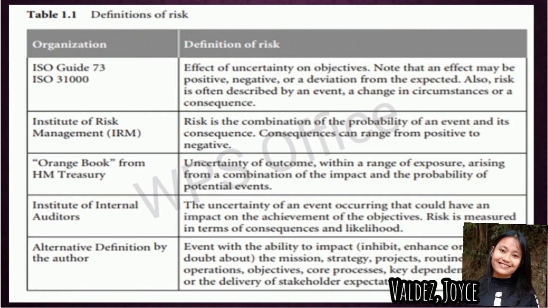The next one is from the Institute of Risk Management, wherein risk is the combination of the probability of an event and its consequences, which can range from positive to negative. And then also, according to the Orange Book from HM Treasury, risk is uncertainty of outcome within a range of exposure arising from a combination of the impact and the probability of potential events.